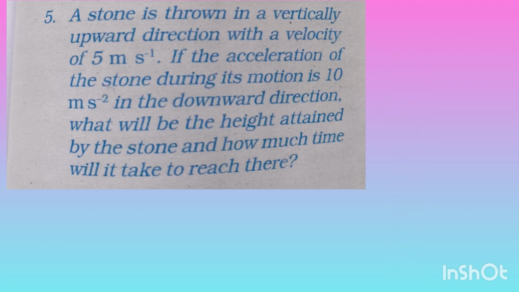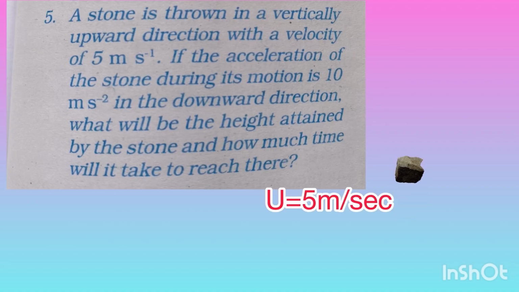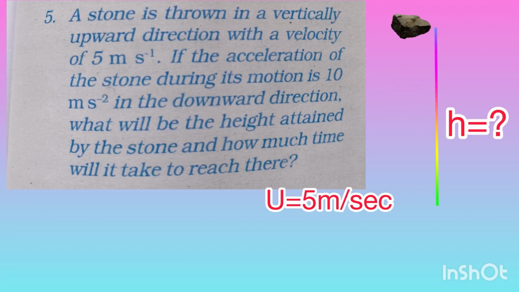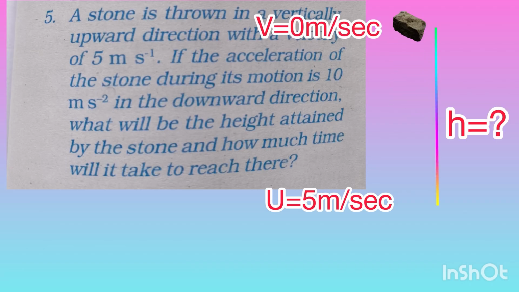What will be the height attained by the stone and how much time will it take to reach there? So we have initial velocity 5 meter per second. Stone goes up with reducing velocity. At highest point its velocity is 0 meter per second.